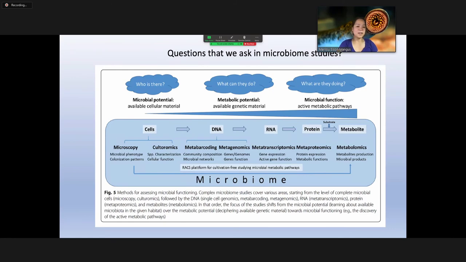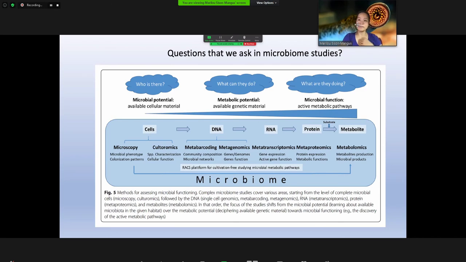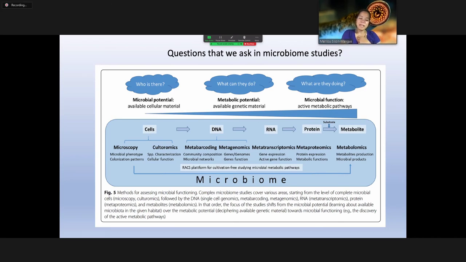Questions that we ask in microbiome studies. Of course, the first thing that we want to ask is, who is there? The microbiome profile, so to speak. Basically, we wanted to know who are the participants, and then we go into the deeper questions of what do they do? Why are they there in the first place? So they must be doing something, right? So then we looked at, this is where we use gene expression studies. This is where we use metabolomic studies. And this is where we do co-occurrence networks, for instance.